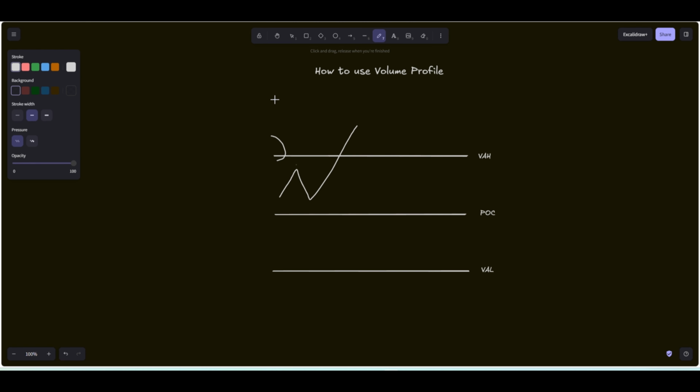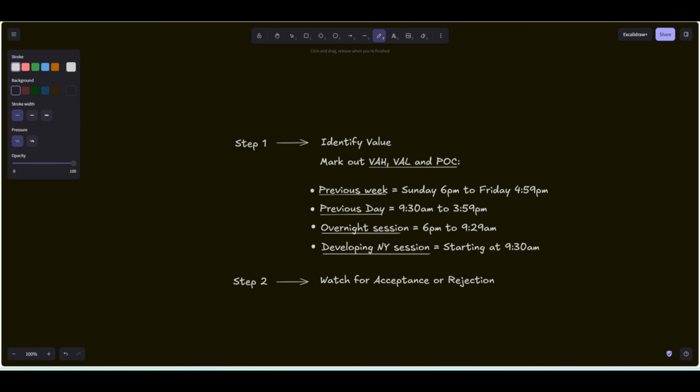If volume starts building above the high, that signals acceptance, which is bullish. If price quickly falls back into the value area, that signals rejection, which is bearish. The focus isn't on the level itself, the focus is on the market's reaction to the level. Volume profile becomes a decision-making framework rather than a collection of lines on a chart, and that's where the real edge comes from.